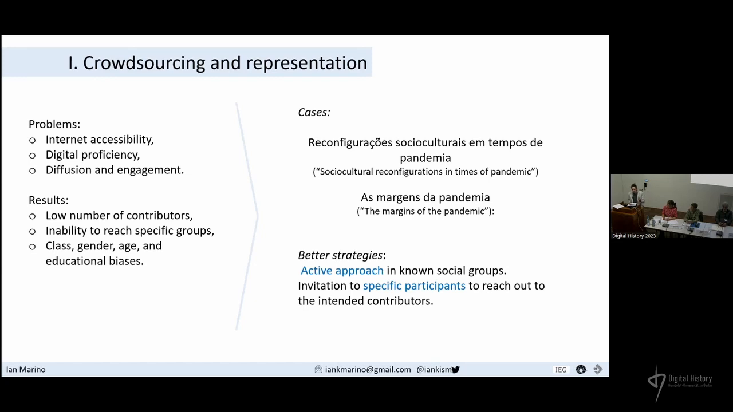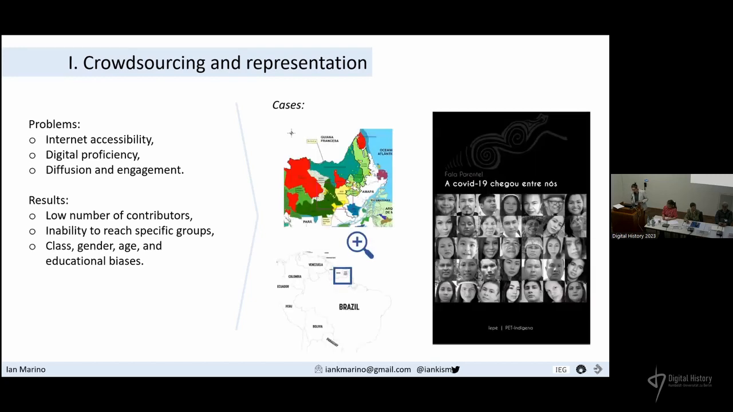the more effective technique would be to go directly to the people they wanted and invite them to take part in the project. To cite, for example, an interview that I did with the manager of As Margens da Pandemia, she said the mothers would not have time or access to an open call program. Or the mothers that were doing a lot of stuff during the pandemic, because basically everything went inside the home, how would they stop to answer a crowdsourcing project? They wouldn't.